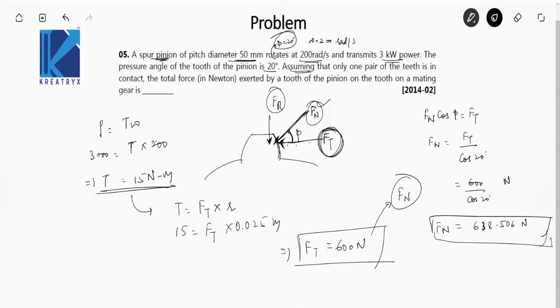Before filling the answer, check in which units you have to fill the answer, that is in Newton. So the answer is 638.506.